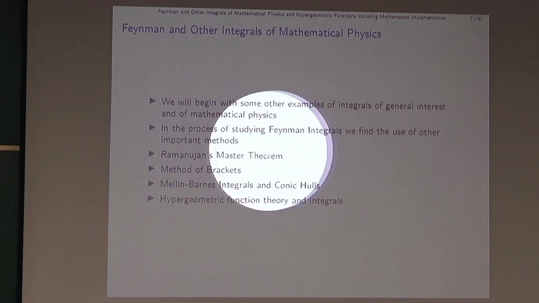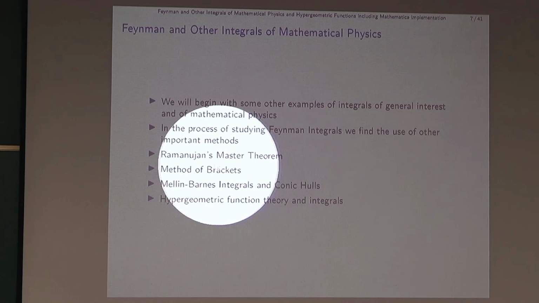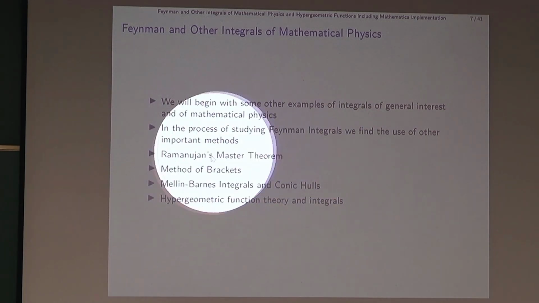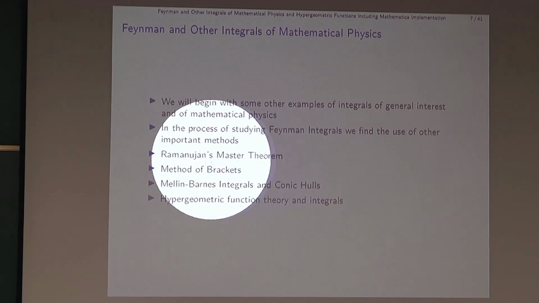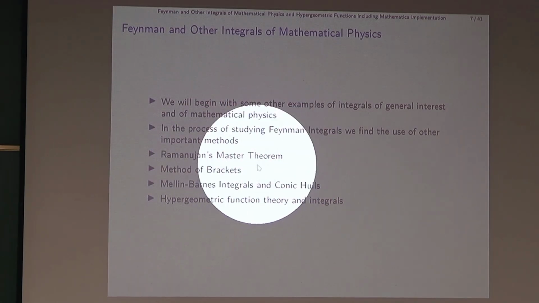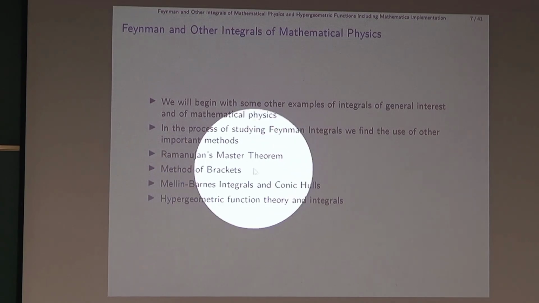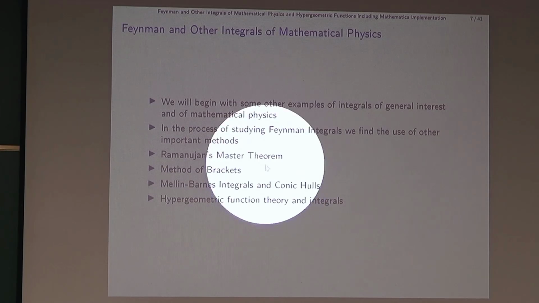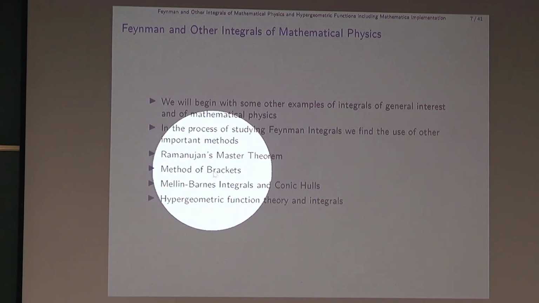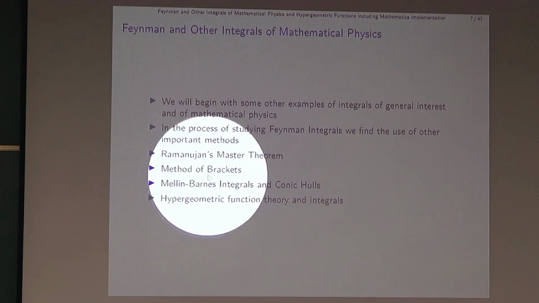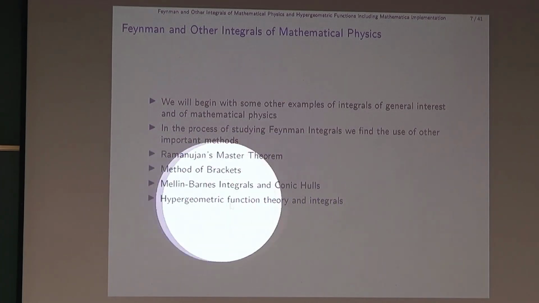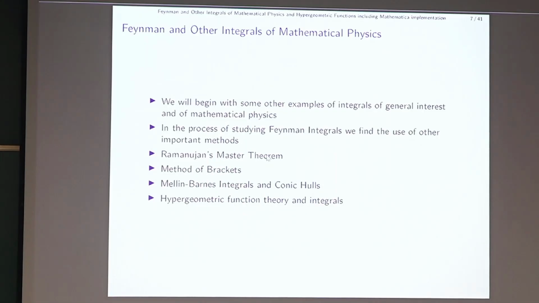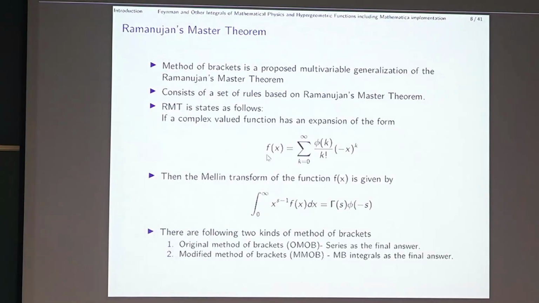And then Ramanujan introduced this for functions of a single variable, and more recently there have been extensions of that to functions of more than one variable which go under the name of method of brackets, which we have implemented, and then other integrals such as Mellin integrals, which also show up in many branches of mathematics, engineering, electrical engineering, etc. And we found various methods of solving these, and they are also intimately related to hypergeometric function theory and integrals. Okay.